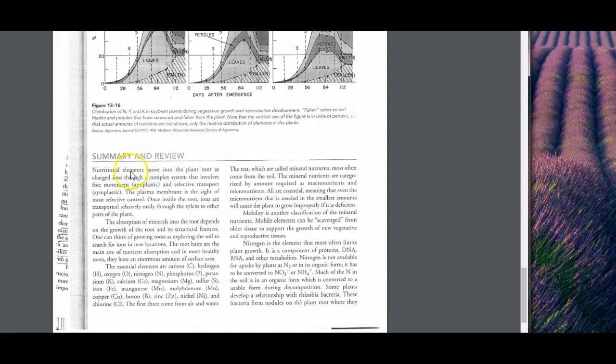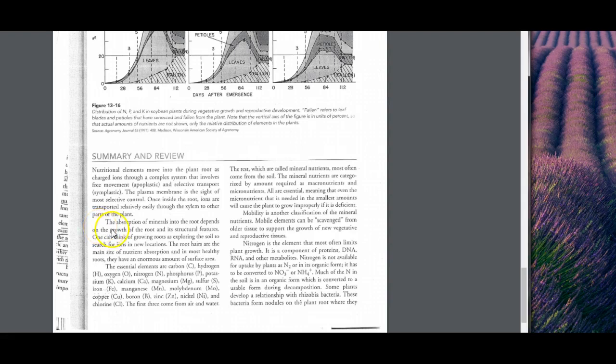So if we had to summarize all this, our nutrients are going to move into the plant root as ions through a complex system that involves free movement, your apoplast, and selective transport, the symplast, and the plasma membrane is where most of the selective control goes with the proteins. Once inside the root, the ions are going to be transported relatively easily through the xylem to other parts of the plant. So it's going to move up with the water.